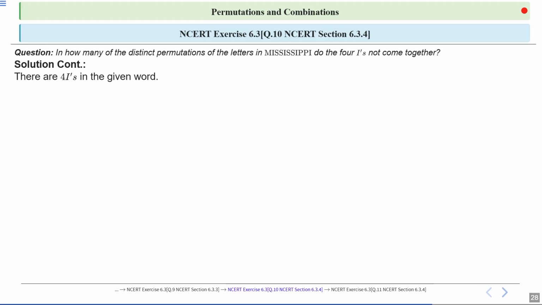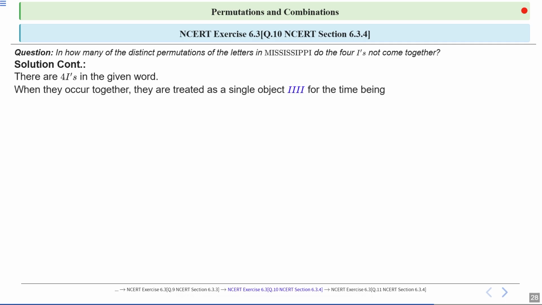So let's start by identifying the components of the word Mississippi. We have 4 I's, which are crucial to our problem. There are 4 I's in the given word, and when they occur together, they are treated as a single object. So the 4 I's will be treated as a single object for the time being. This single object together with the remaining 7 objects will account for 8 objects.